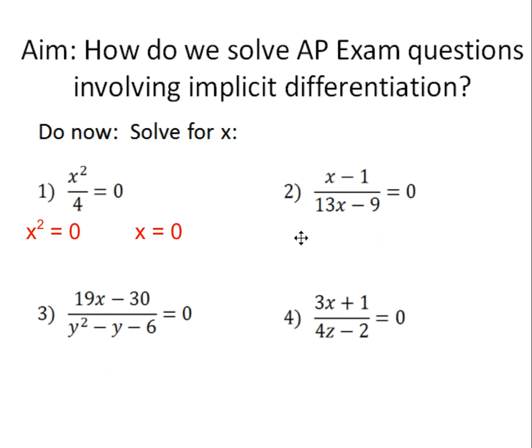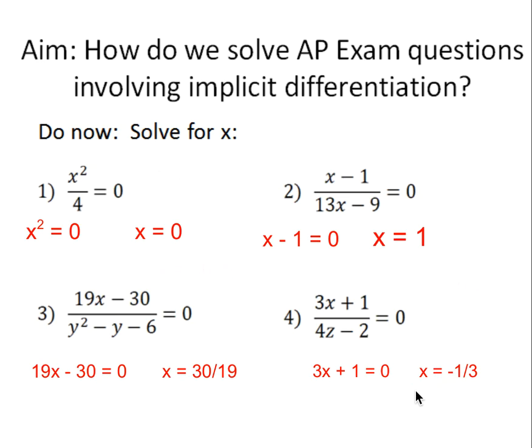For number 2, it's x minus 1 equals 0. And if you add 1 to both sides, when x equals 1, that will make the equation equal to 0. For number 3, you're going to set 19x minus 30 equal to 0. And if you add 30 and divide by 19, you have 30 over 19. And for number 4, 3x plus 1 set equal to 0 will result in negative 1/3 for x, because you subtract 1 and divide by 3. So this is a skill we're going to be using today.